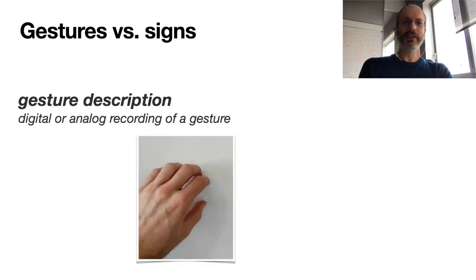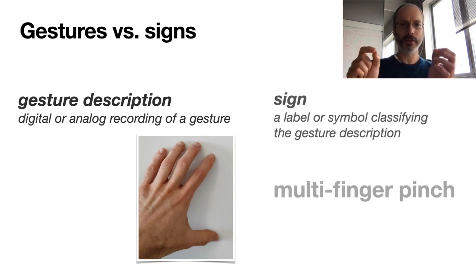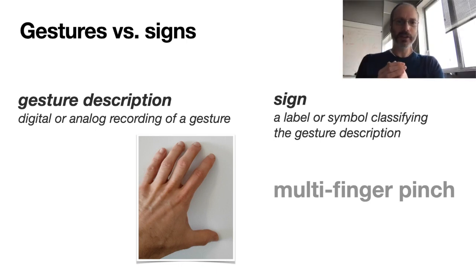A study collects descriptions of gestures. In my example, the description is a video recording that captures the gesture, while a sign is a label or symbol that classifies the gesture description. In my presentation, I will assume that all recorded gestures already have a sign.